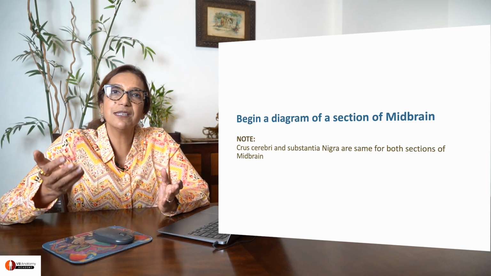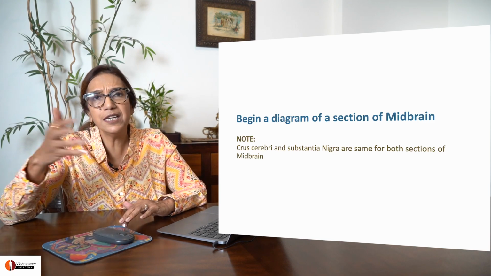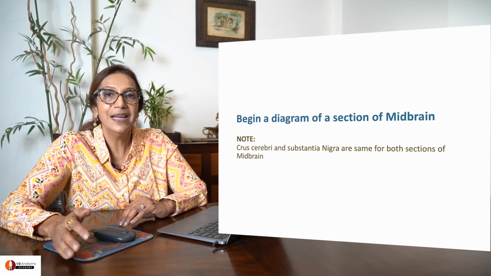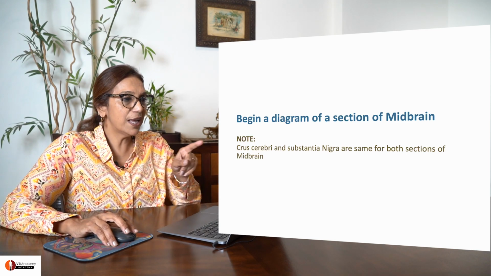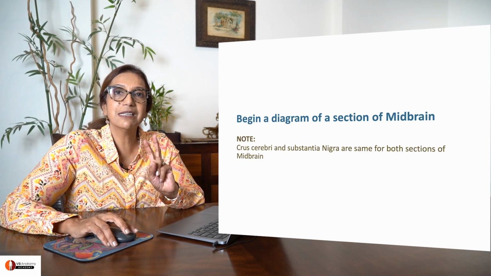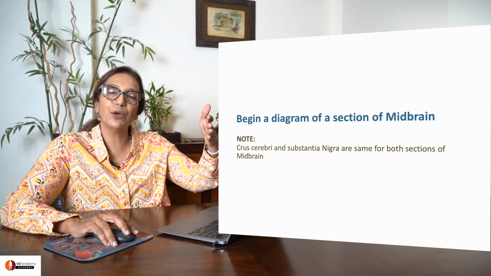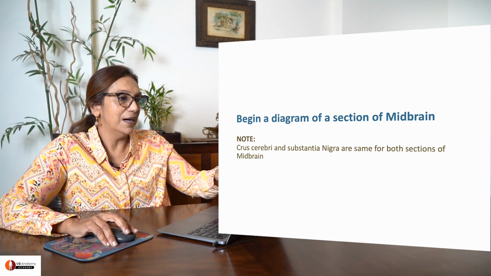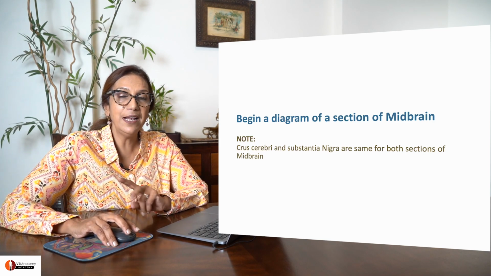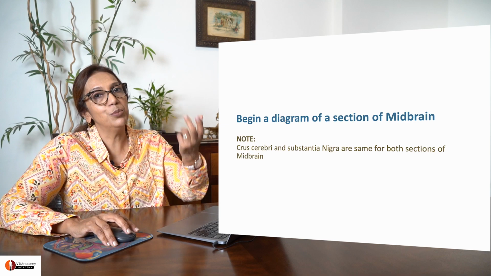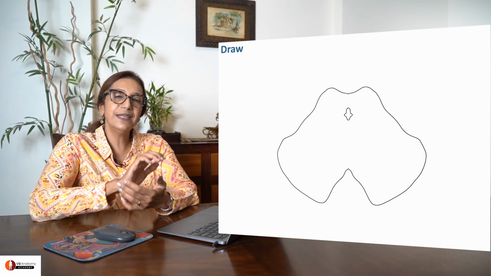As usual, I'm asking you to begin a diagram. Please take a nice drawing book or any digital drawing implement that you want, and let's start a diagram. Just remember, the substantia nigra and the crus cerebri are structures common to both sections. Inferior colliculi and superior colliculi both will have crus cerebri and substantia nigra. So understand them well. They're going to be used by you in both sections later. Right. So please draw this now.